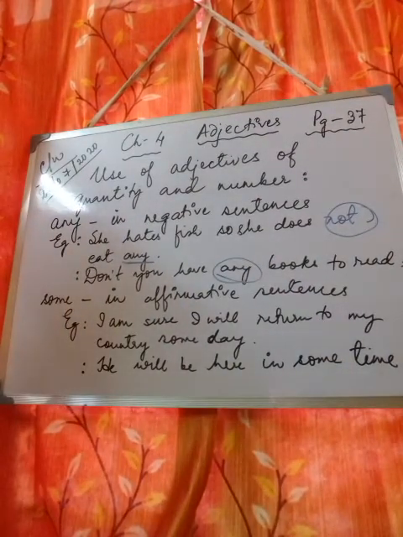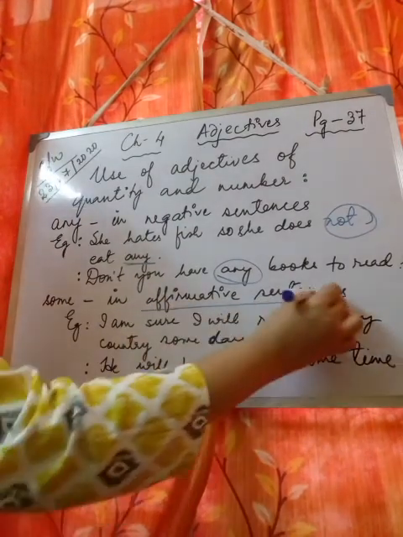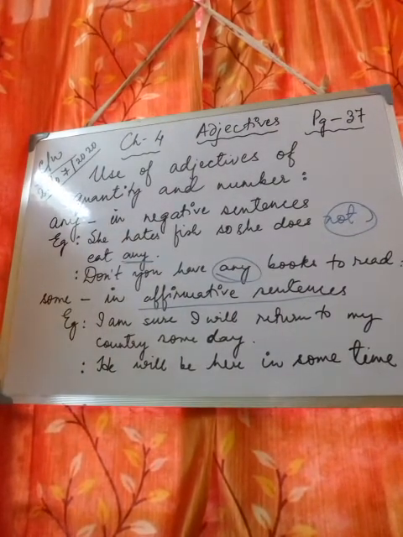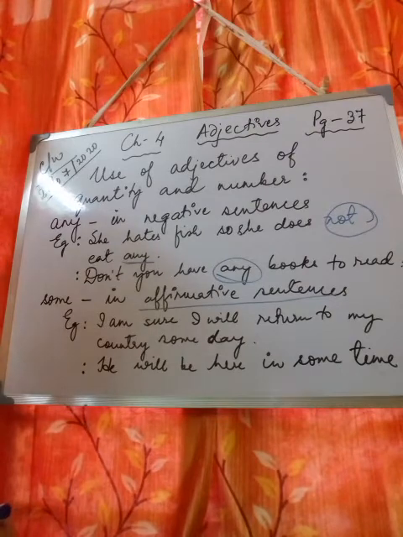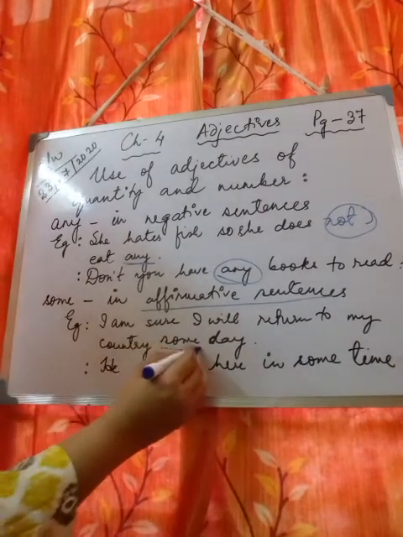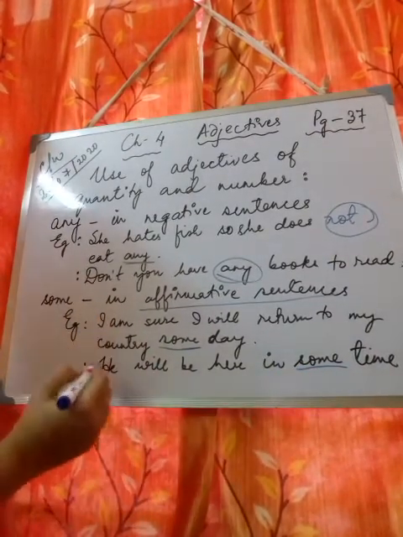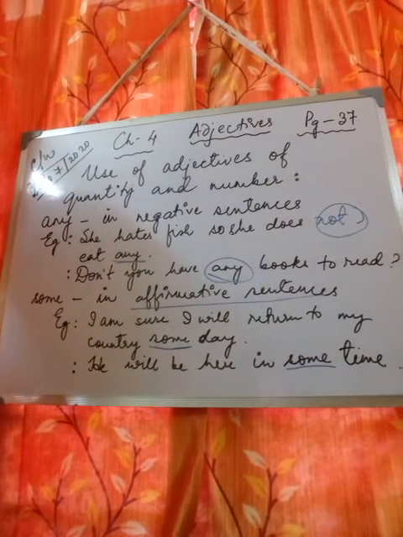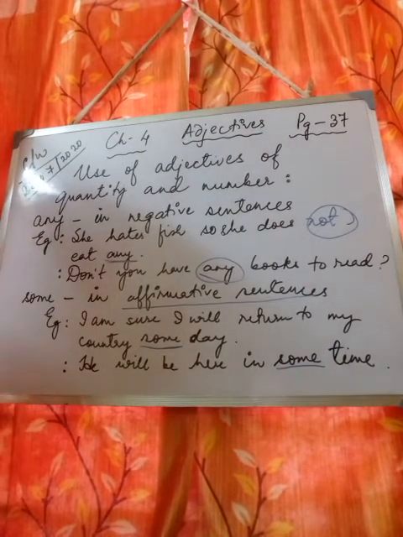Some. In contrast to the usage of any, some is used in affirmative sentences. Affirmative sentences are those that imply a meaning in the affirmation. So, this will not include words like no, not, never. Let us take these examples. I am sure I will return to my country someday. He will be here in some time. You will notice that none of these two sentences imply any negative meaning. Therefore, some is clearly used here in the affirmative forms.